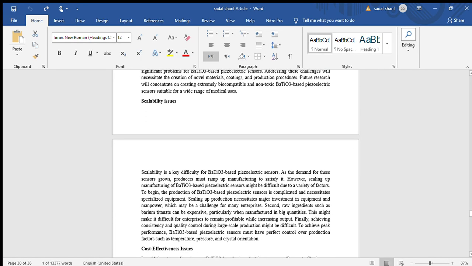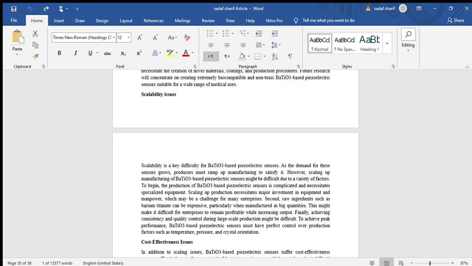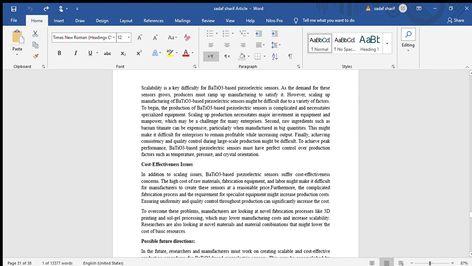Now the other issue is scalability. Scalability is the key difficulty for barium titanate based piezoelectric sensors. As the demand for these sensors grows, producers must ramp up manufacturing to satisfy it. However, scaling up manufacturing of barium titanate based sensors might be difficult due to a variety of factors.